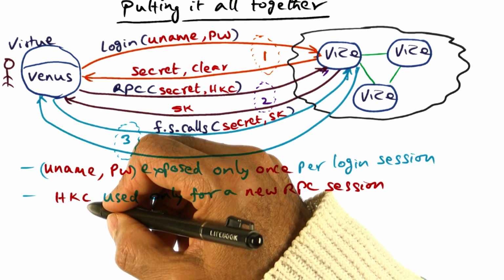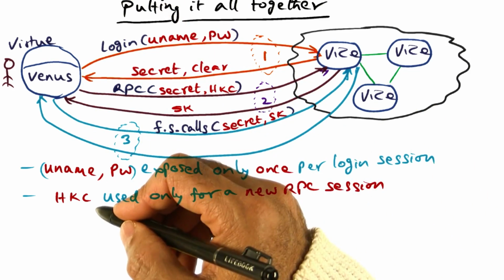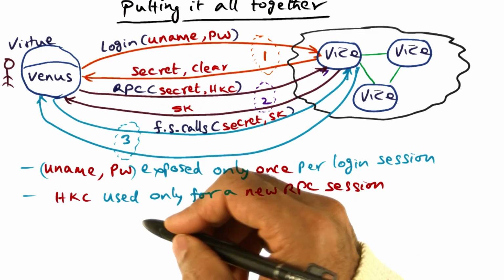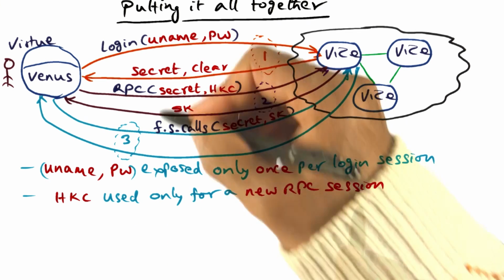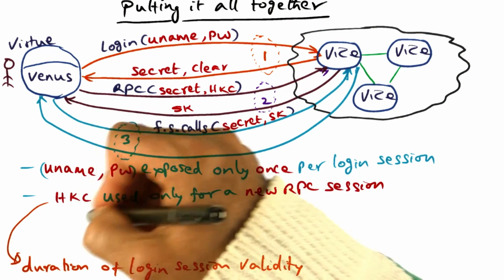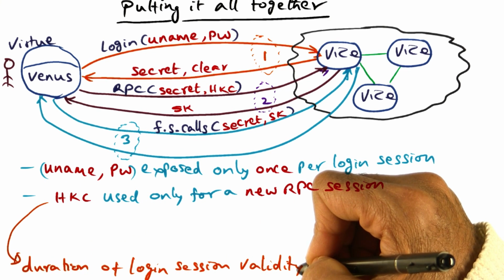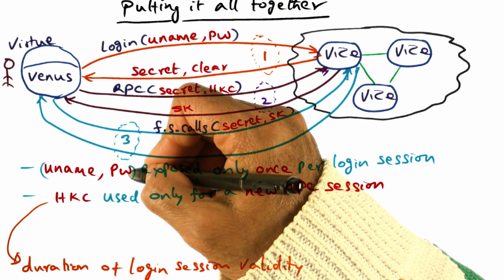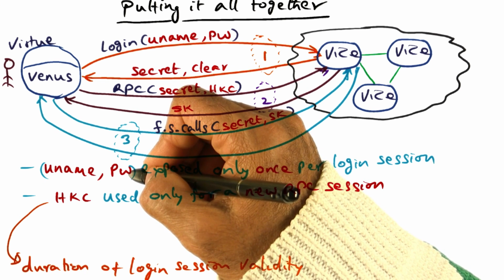The handshake key that Venus gets back as a result of setting up a login session for a user is used only for new RPC sessions. That's the second class of communication. And the validity of this handshake key is the duration of the login session. You know that passwords have a longer validity. It is valid as long as you don't change your password.